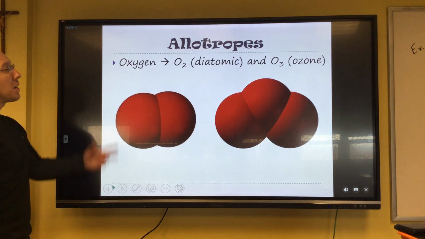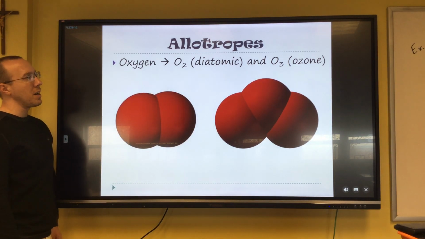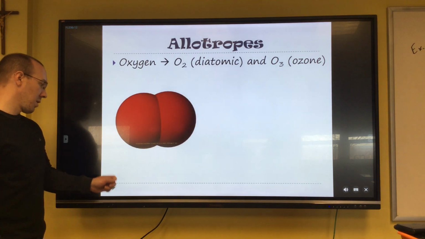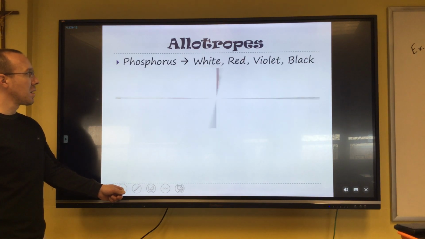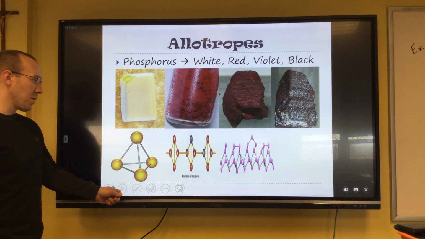Another one, oxygen, diatomic. O2 is what we breathe, it's what our lungs use. And then you have ozone, which is O3. Once again, all oxygens, but yet bonded a little bit differently. Phosphorus, another one. It's one I don't really quite remember ever.